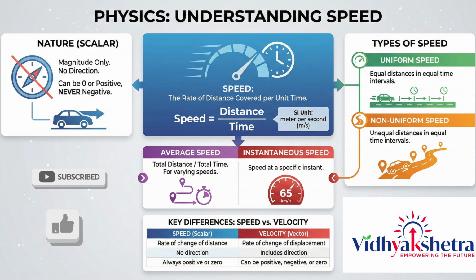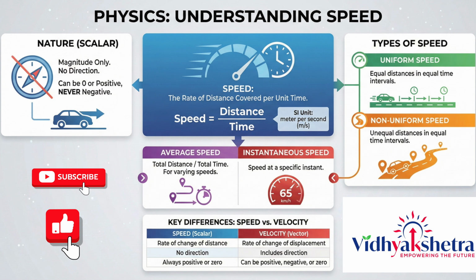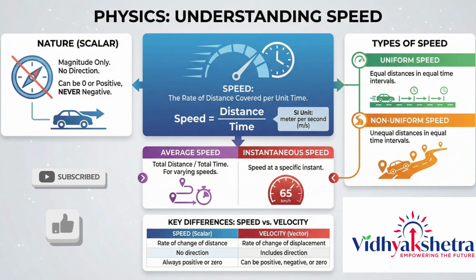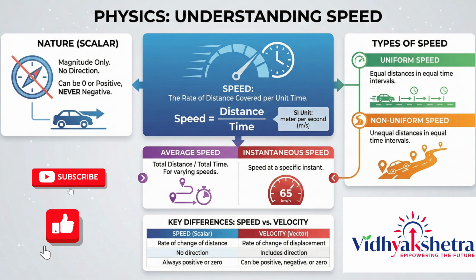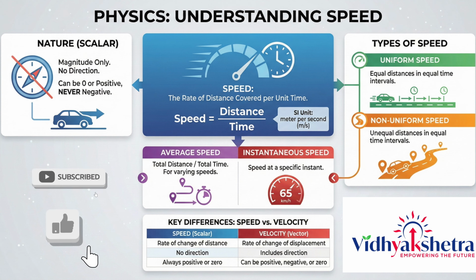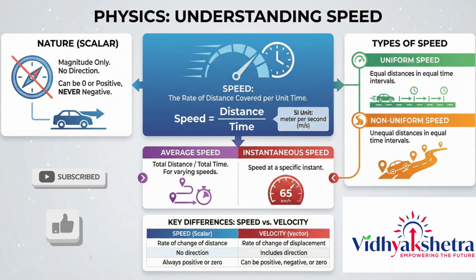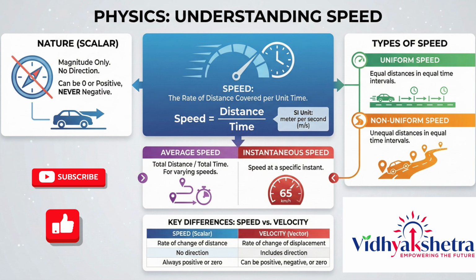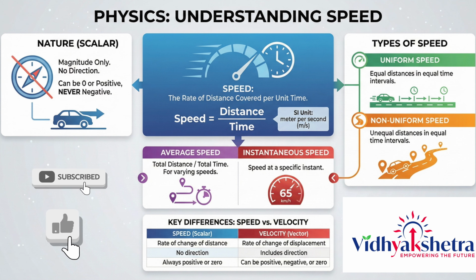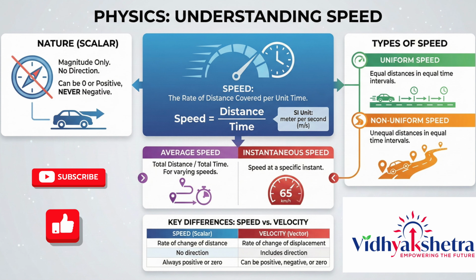Average speed. Average speed is defined as the total distance traveled divided by the total time taken. Average speed equals total distance divided by total time. This is useful when speed keeps changing during motion. Instantaneous speed. Instantaneous speed is the speed of an object at a particular moment of time. Example: the reading shown on a vehicle's speedometer at any instant.